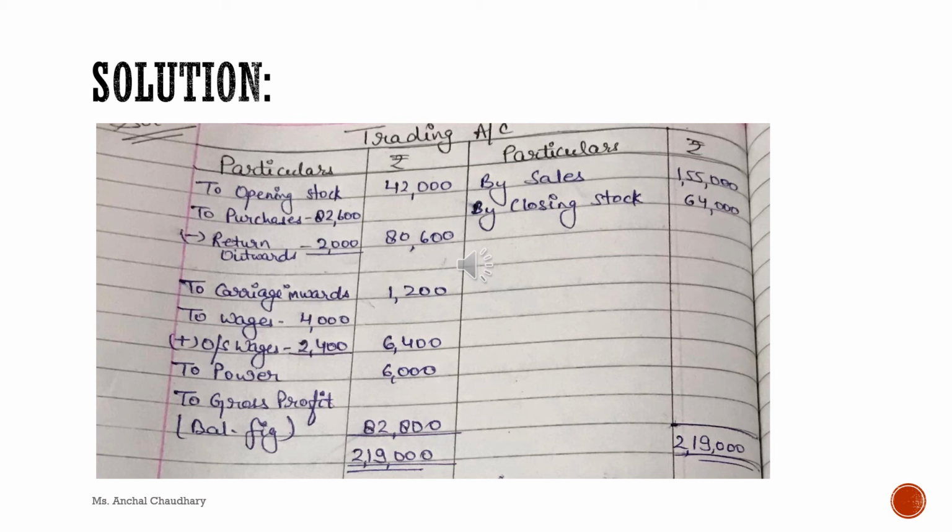purchases, then I deduct the amount of return outwards, then carriage inwards, then wages. I have told you we have done this in adjustment accounts, then power, and the remaining amount is your gross profit, which we will transfer to the P&L account. Then on the credit side we have put sales, and closing stock we have done at the adjustments time.